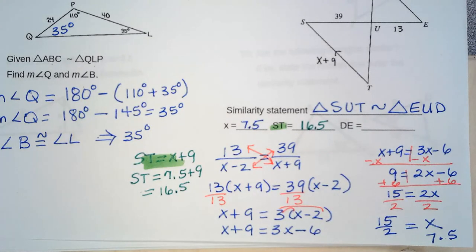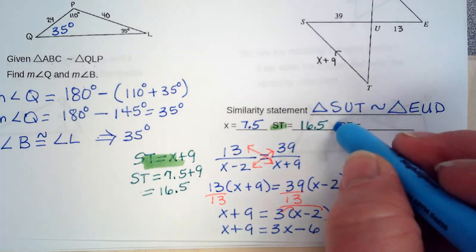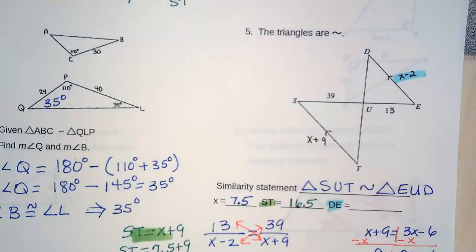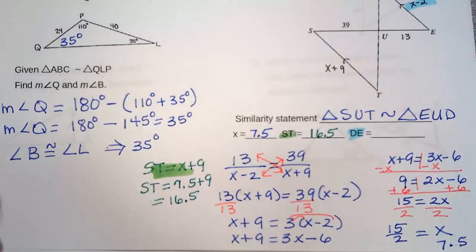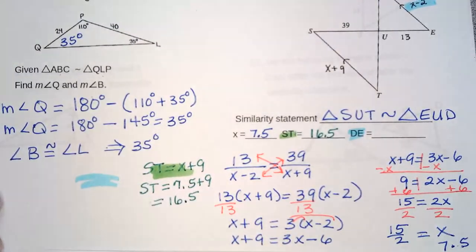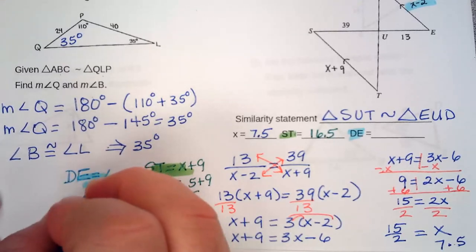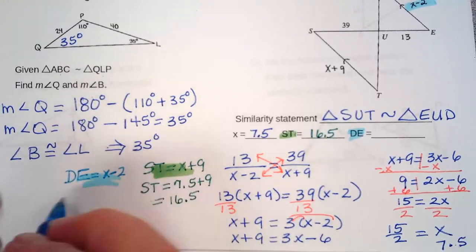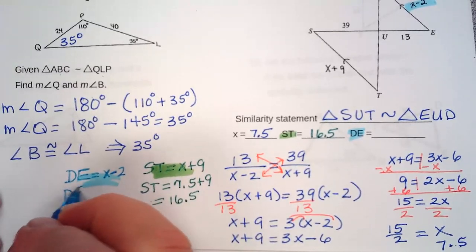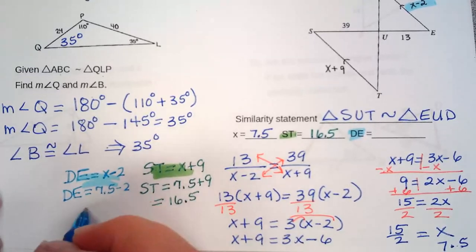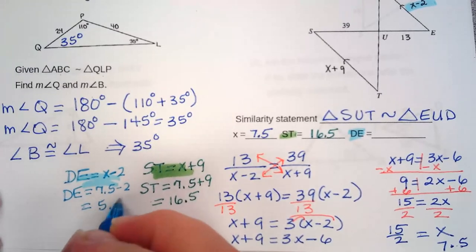What about DE? Okay, if we look up here, DE is x minus 2. So DE is equal to 7.5 minus 2, which is equal to 5.5.